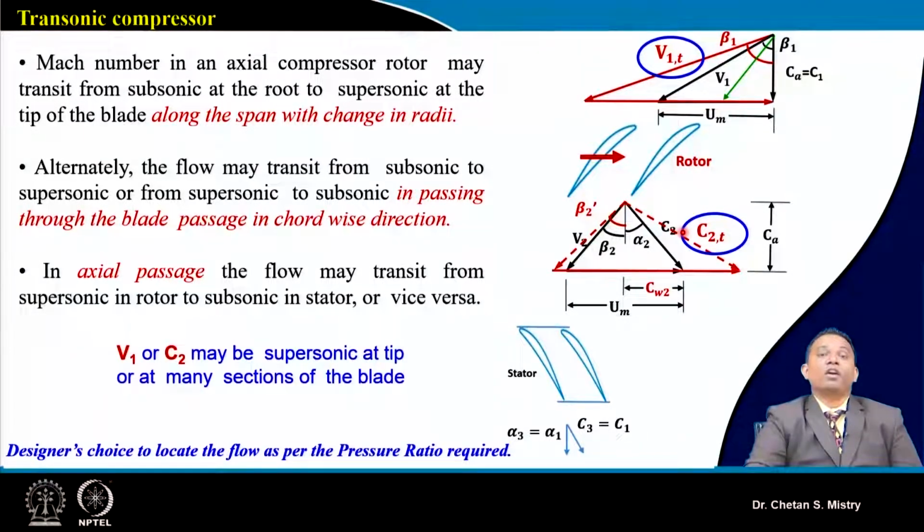So we can say V1 or C2 may be supersonic at the tip or at many sections of the blade. This is a designer's choice, depending on what kind of pressure rise he or she is expecting from a particular rotor and stator or for the stage. So the definition of a transonic compressor is not only based on what is happening at the entry, but on how the transition happens from subsonic to supersonic or from supersonic to subsonic, which defines this compressor to be a transonic compressor.